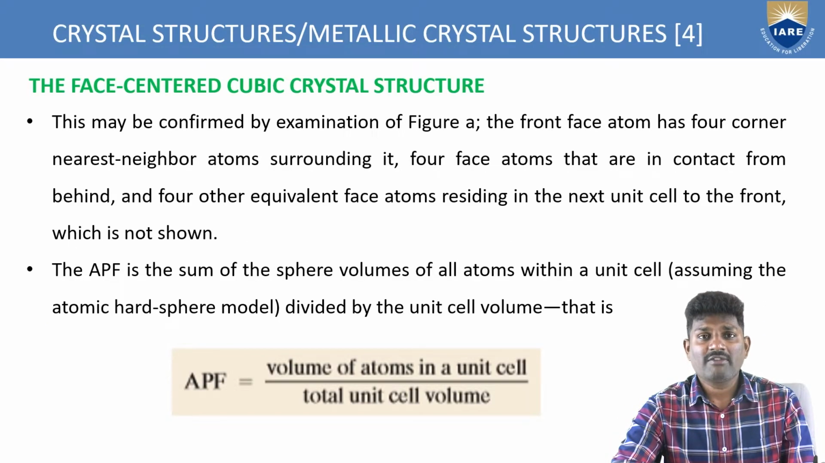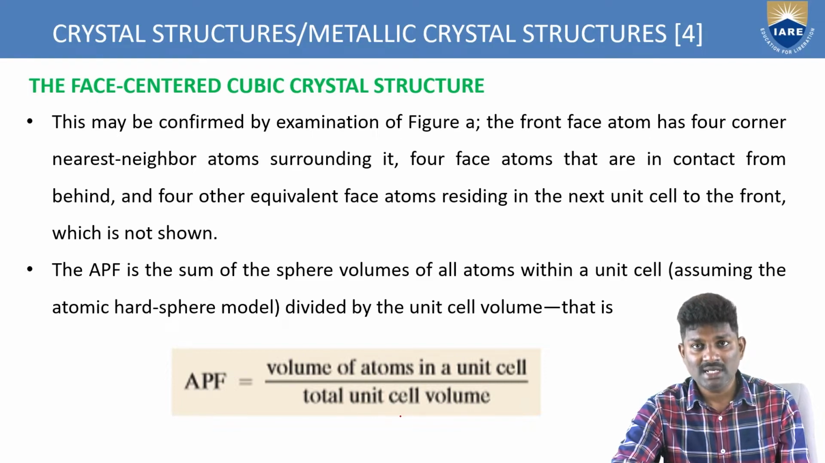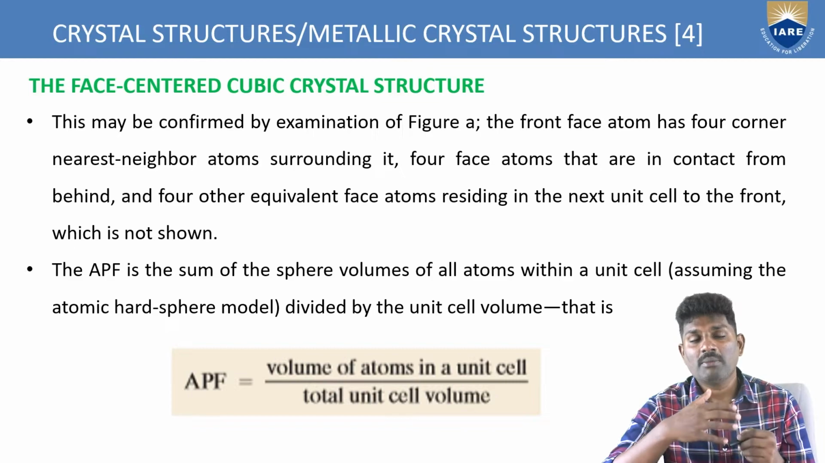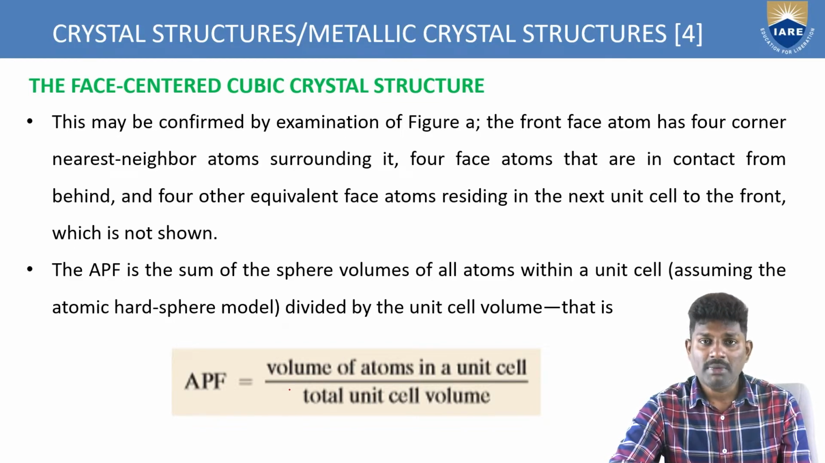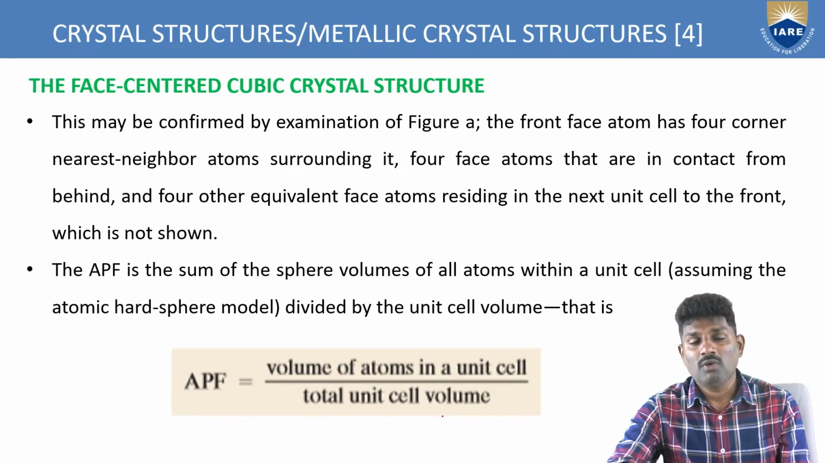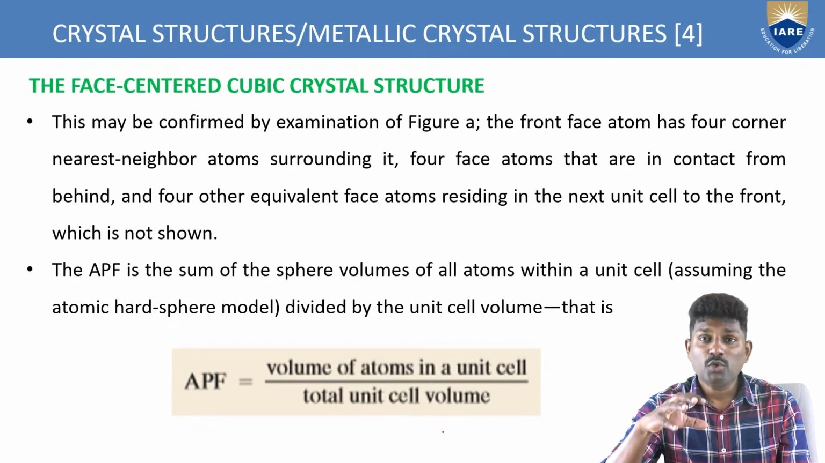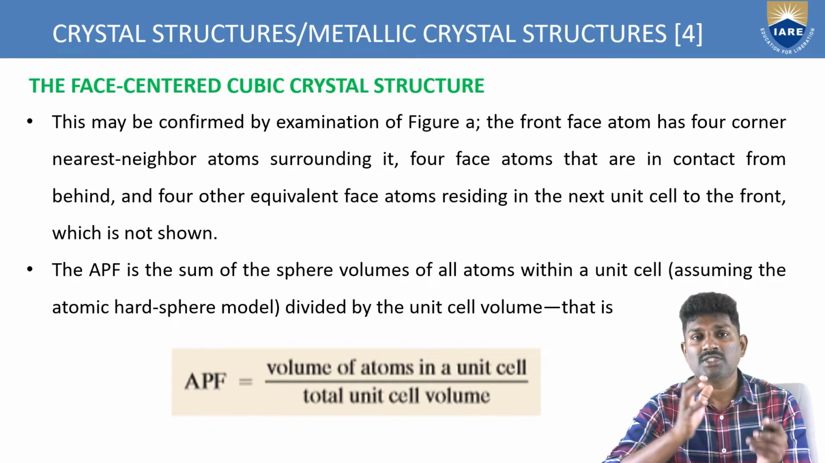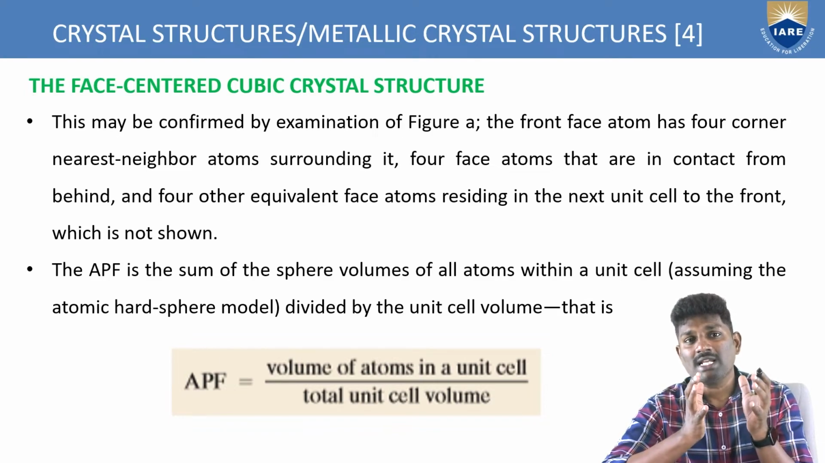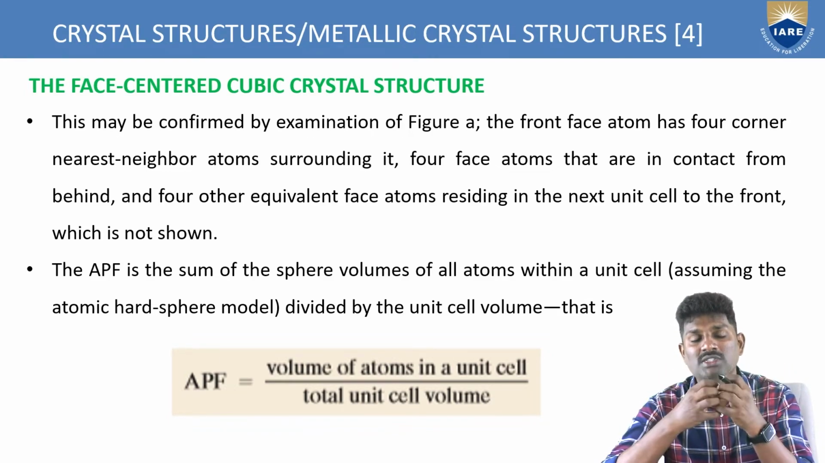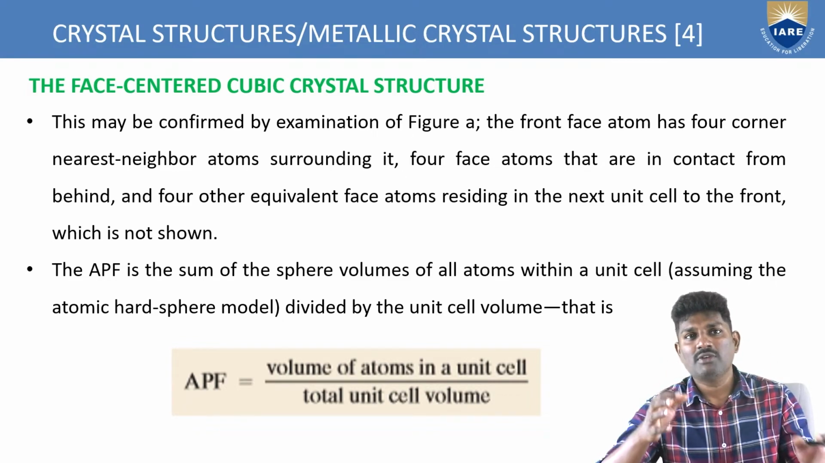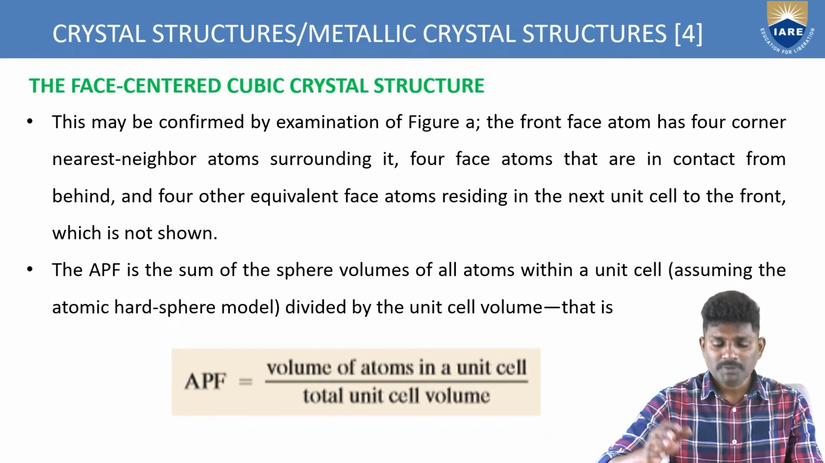And how to find out the atomic packing factor? This can be calculated as the ratio between the volume of atoms in a unit cell and the total unit cell volume. So this is how you can easily find out the atomic packing factor. Based upon this, we can tell how close the atoms are inside the metal. So this is the use of the atomic packing factor as well as the coordination number.